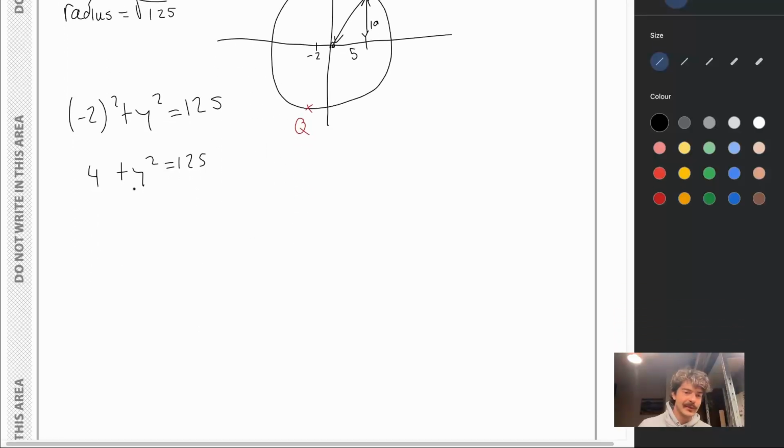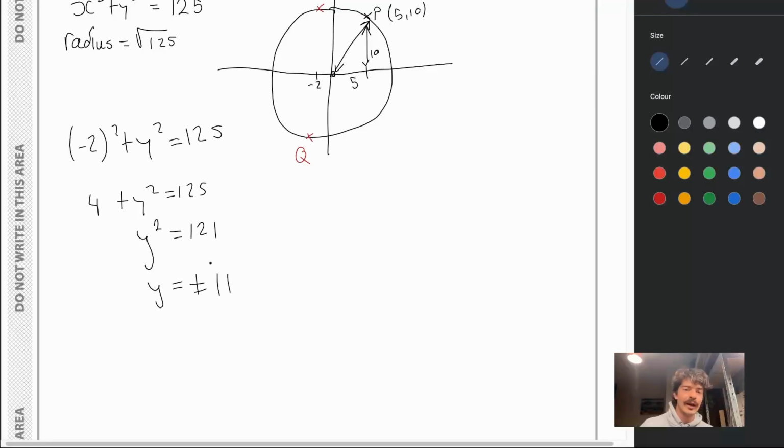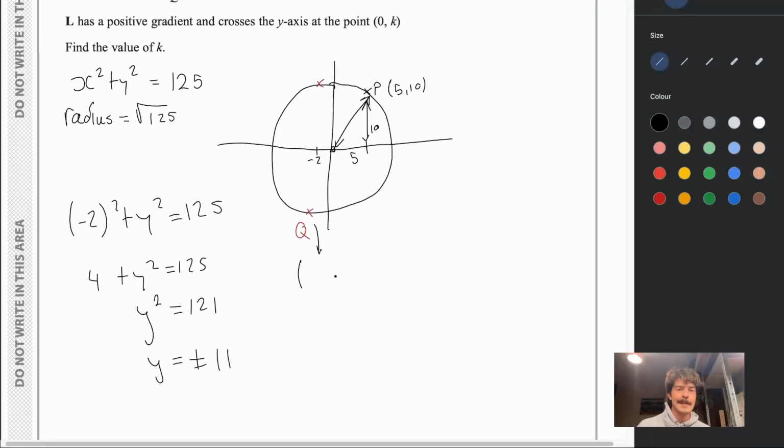Fascinating. Look at this, panning out very nicely. y squared is going to be equal to 121. y is equal to plus or minus 11. And we've figured out that we actually just want the negative value. The positive value would be up here, and therefore the line would have a negative gradient. So there we go. We figured out the coordinates of Q. It is in fact -2 and -11.